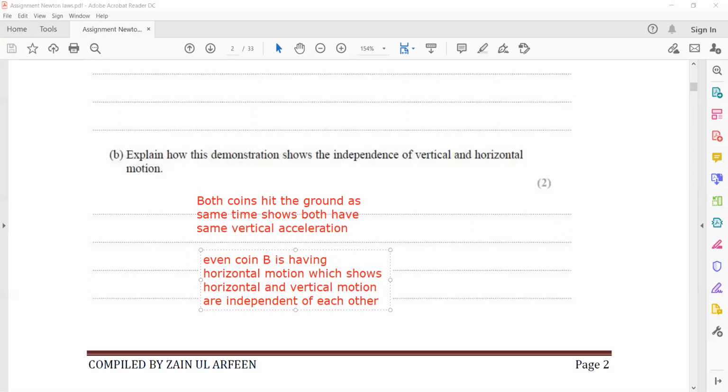Is it clear? As both of them hit the ground at the same time, both have the same vertical acceleration, even though the other one is having horizontal motion as well.